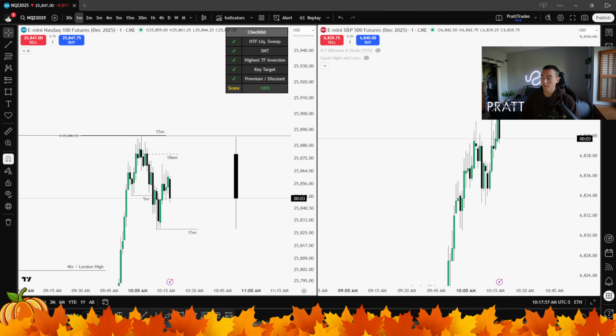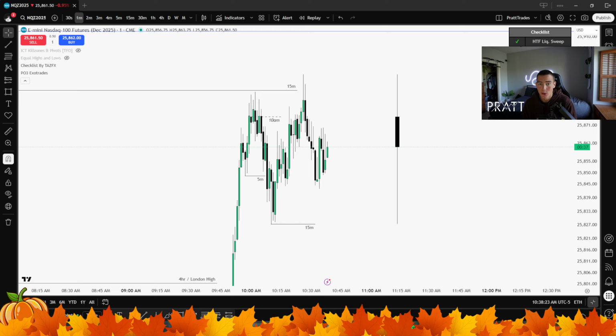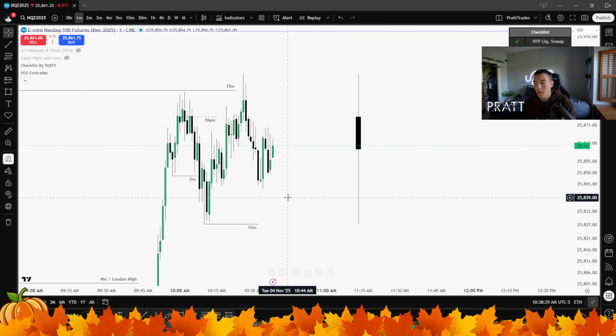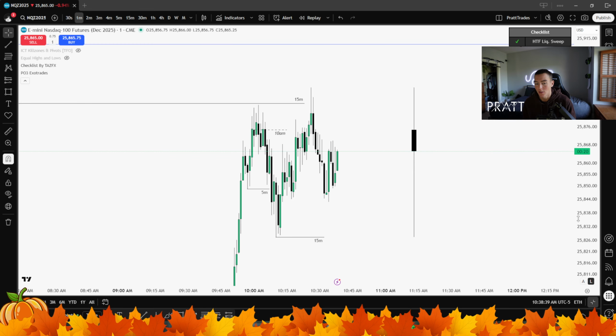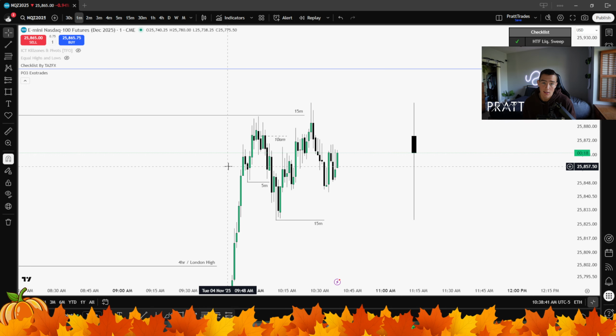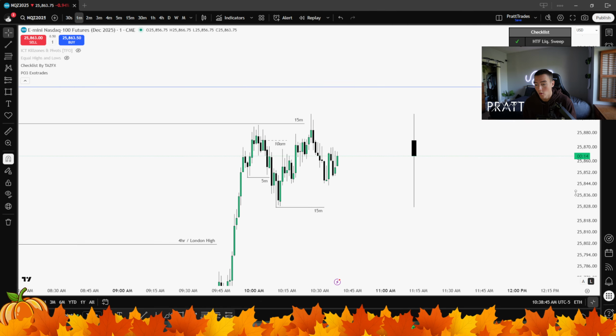Fast forwarding this session, we got absolutely nothing at all. Like, we came up, we tapped this 15-minute, but I'm not trying to short off of this when price action looks like this. And it's obvious that volume has died down, so we're probably not going to get distribution anywhere. So this session is looking like it's over.